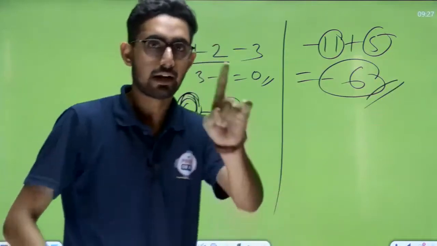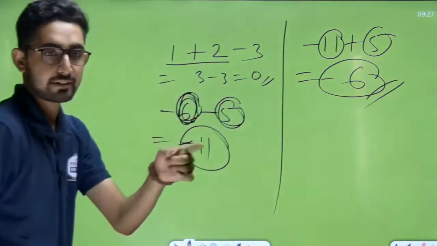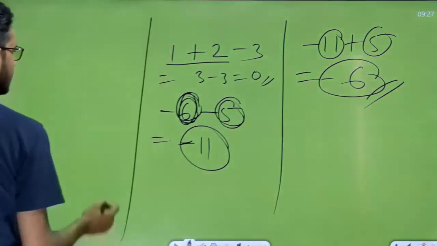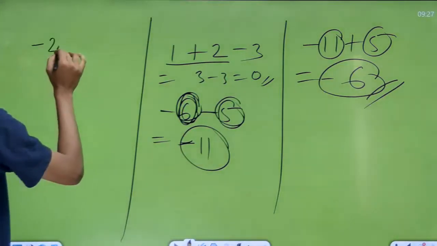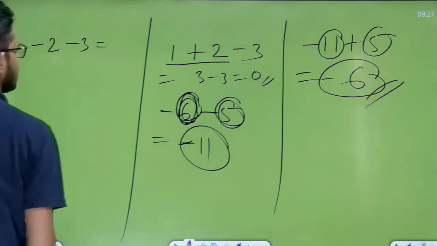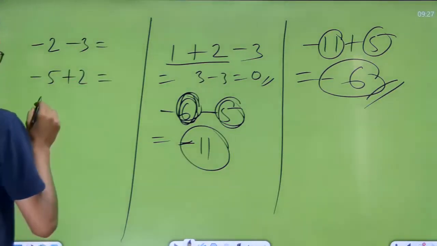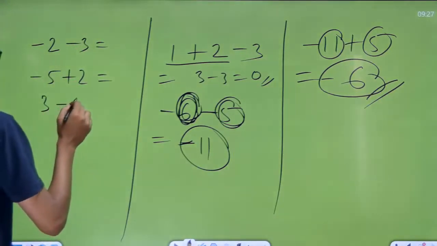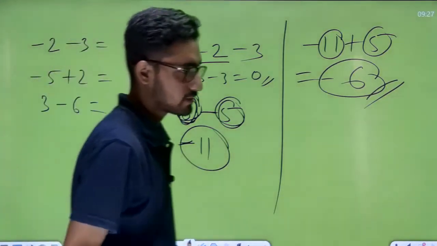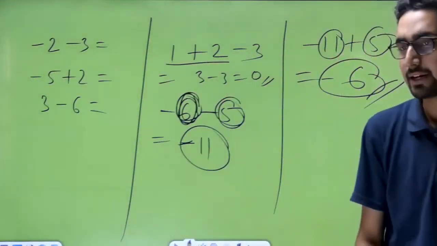That's why your answer will be minus 6. Okay, done. Now I will give you one question. You have to solve and tell me what is the correct answer. Okay? See here. Minus 2 and minus 3. Tell me what is the answer. Minus 5 plus 2. Tell me what is the answer. 3 minus 6. Tell me what is the answer. Tell me fast. 3 questions in front of you. Tell me what is the correct answer.